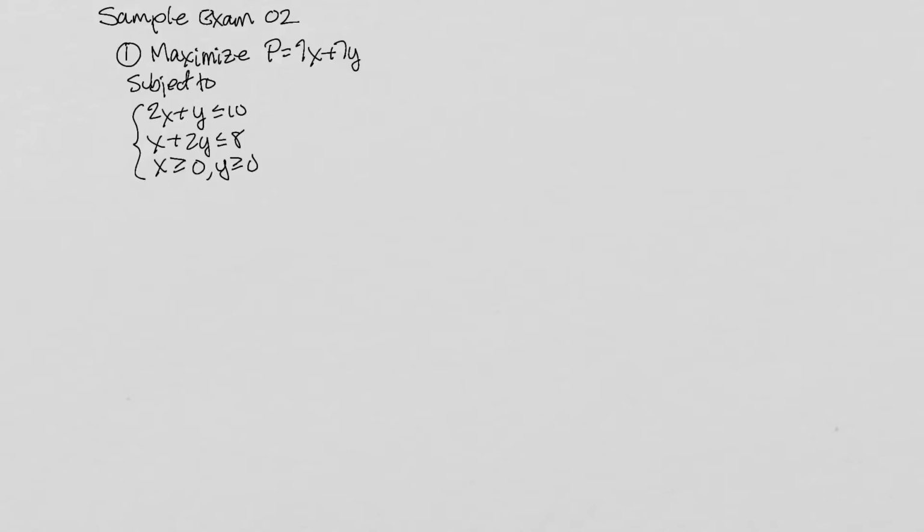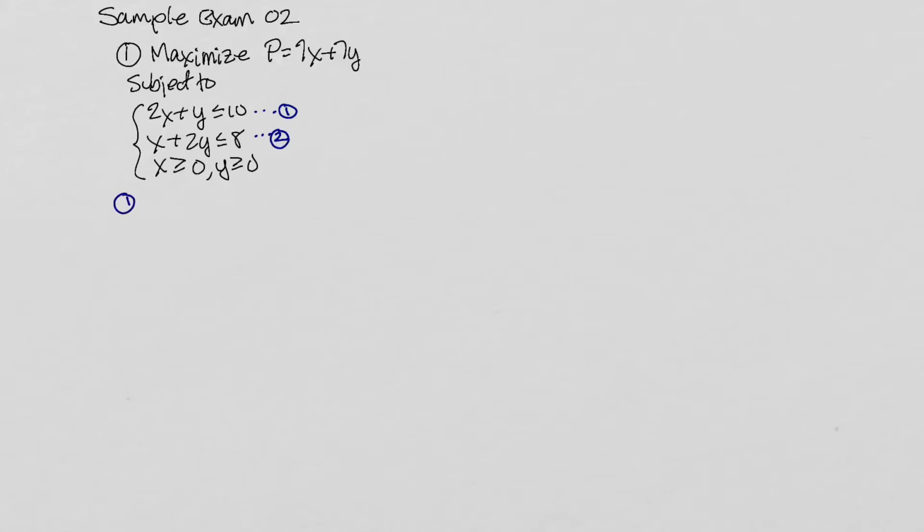Let's get a look here at problem number 1 on this sample exam. What we want to do here is to maximize this function here, p equals 7x plus 7y, but subject to these constraints, right? This line, and of course our two non-negativity constraints. So we know what to do here. We are going to, let's name these. This will be constraint 1, this will be constraint 2, and we're going to graph these lines.